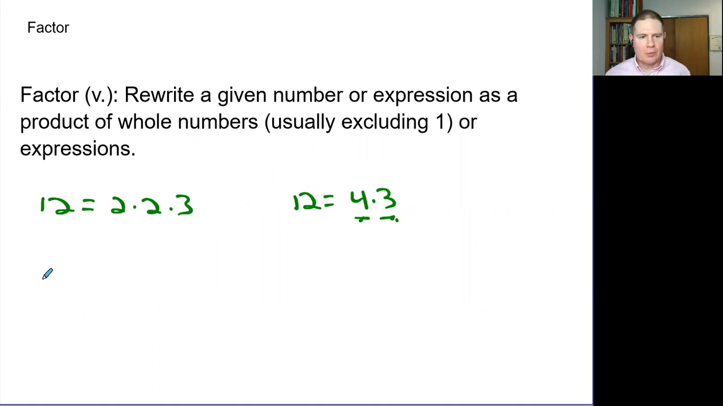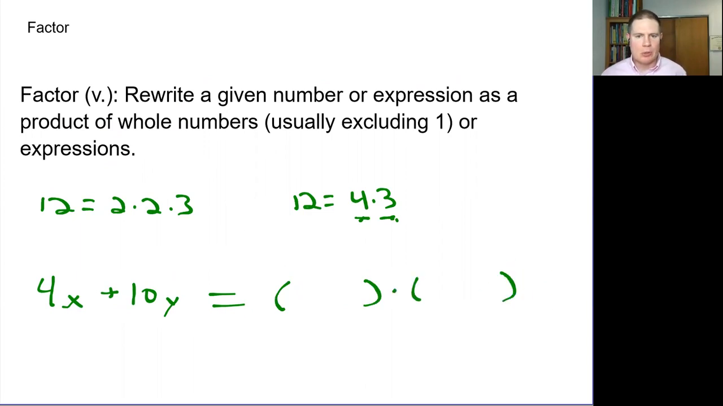If I have something like 4x plus 10y, well, that's a sum. This says I want to write this expression as a product of expressions. I want to rewrite this not as something plus something else, but as something times something else. So how in the world do I do that? How do I use this factor as a verb when we're dealing with algebraic expressions?